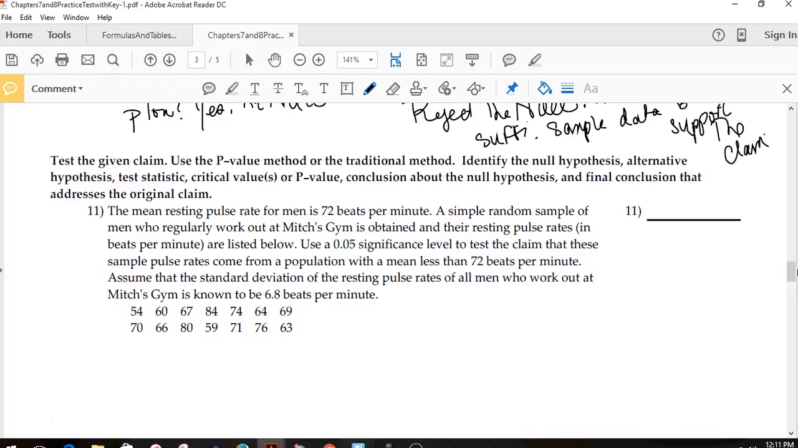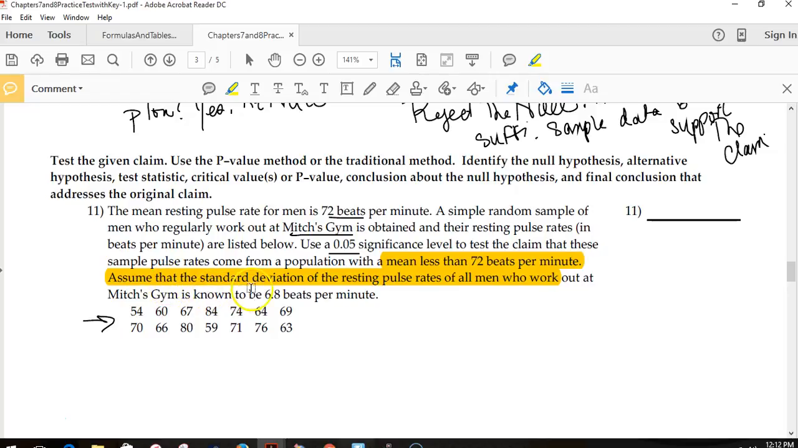Test the claim. Use whatever method you want. We'll use the p-value method again. Identify the same things. The mean resting pulse rate for men is 72 beats per minute. That's pretty accurate. A simple random sample of men who work out at Mitch's gym is obtained, and we found their resting pulse rates are these. So we said, hey, can we take your pulse? And then we wrote it down. Use a 0.05 significance level to test the claim that the sample pulse rates come from a population with a mean less than 72 beats a minute.